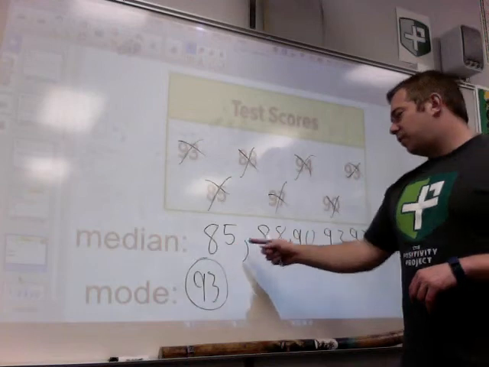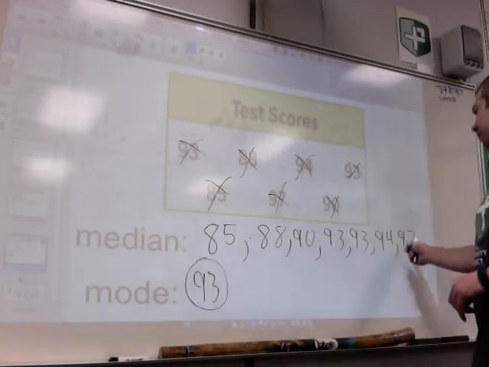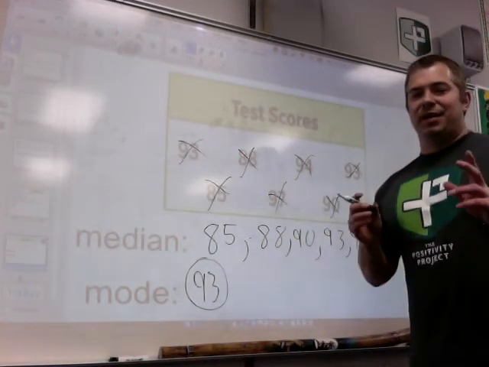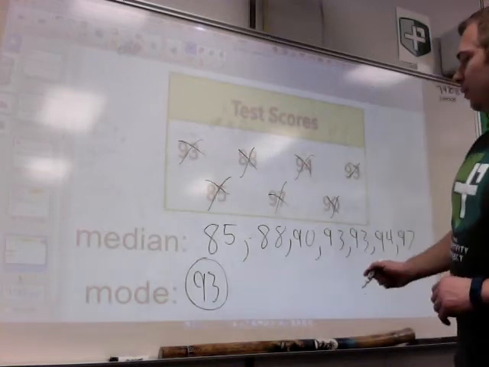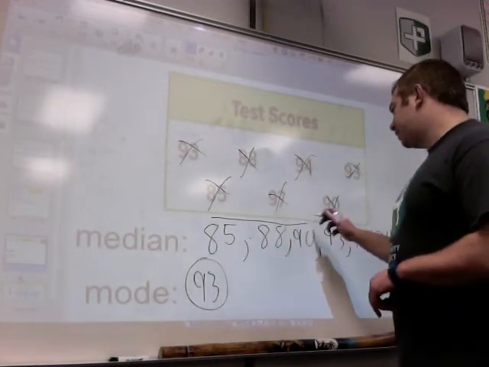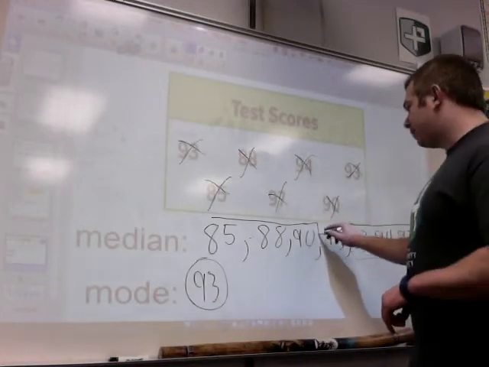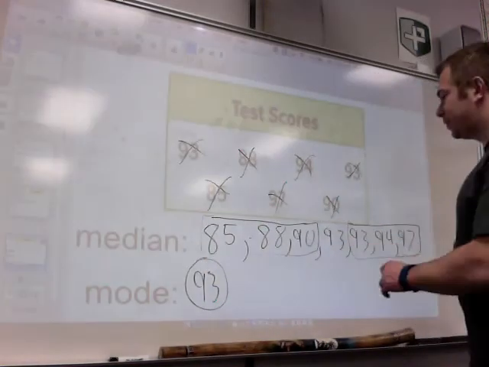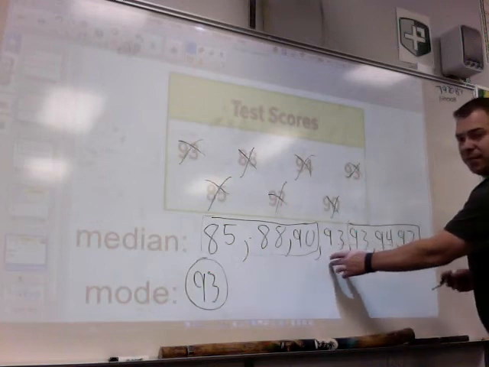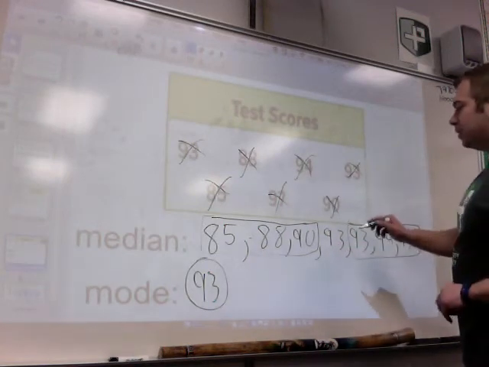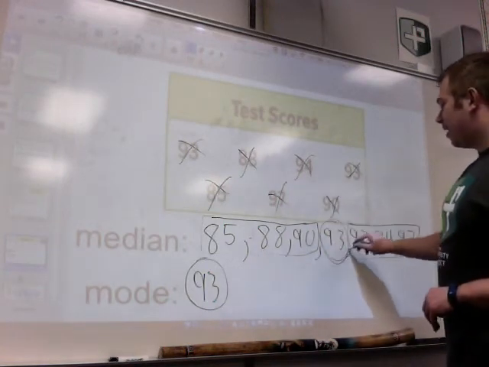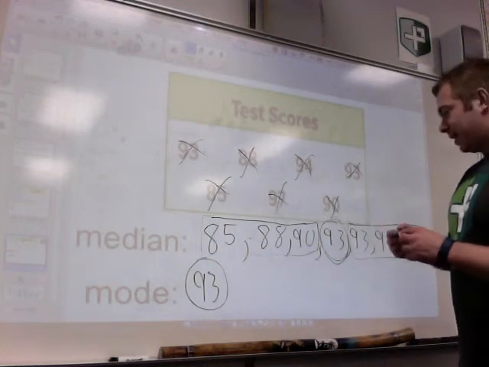Let's see how many numbers I have. 1, 2, 3, 4, 5, 6, 7. Woo! That makes the median a lot easier to find. So I have 3 on this side, 3 on that side. I'll even box them off for you to see this time. I have the same amount on both sides, so the number directly right in the middle is 93. So 93 is my median. And my mode is actually 93.